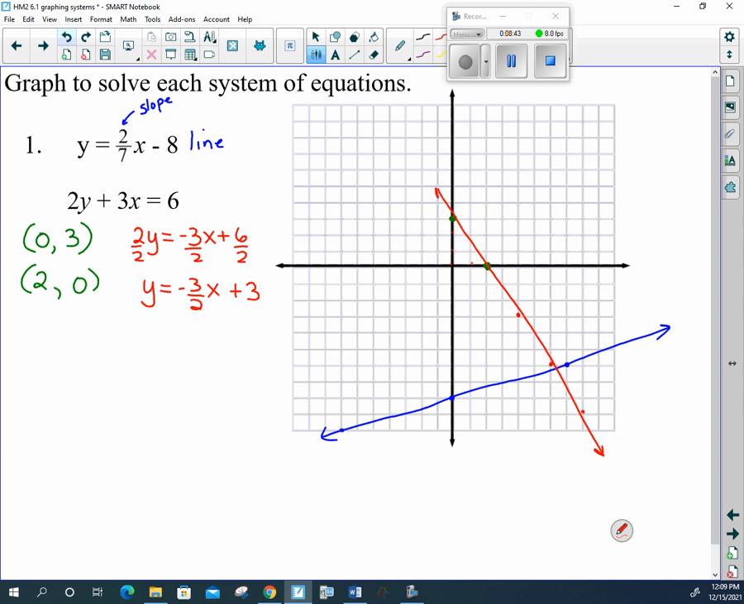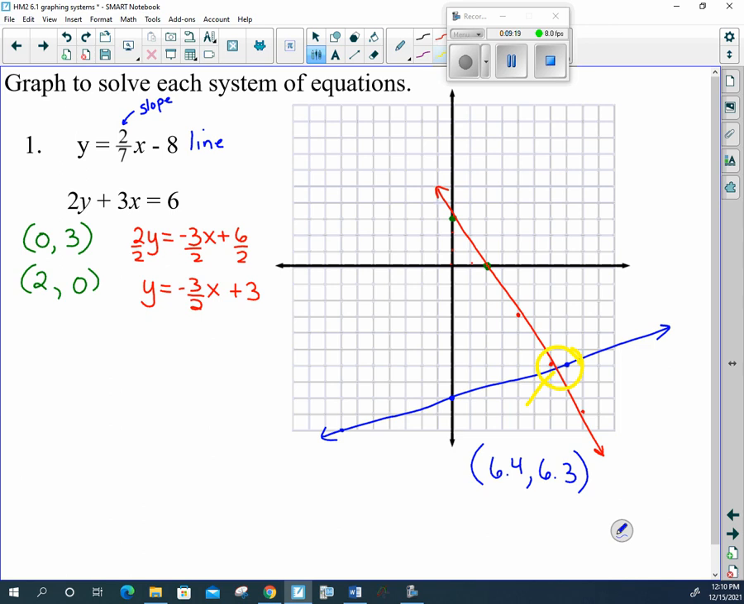So our solution is right where these two intersect, right there. So that's not on a grid mark, so we're going to have to do our best guess and write what we think the solution is going to be. So we're going to count over 1, 2, 3, 4, 5, 6. I don't know. I'm going to say 6.4. I'm guessing. And I'm down 1, 2, 3, 4, 5. I'm going to say 6.3. Guessing. So that's an approximation.